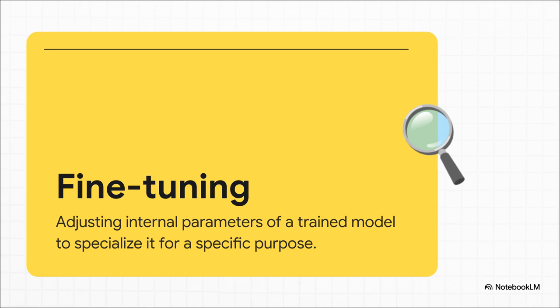But what happens if our model needs to learn a highly specialized new skill? That is where fine-tuning comes in. Going back to our analogy, if we want our general chef to become a master pastry chef, we use fine-tuning. We take that already trained foundational model and slightly adjust its internal parameters using specialized data so it becomes an absolute expert at one narrow purpose, like medical diagnostics or analyzing legal contracts.